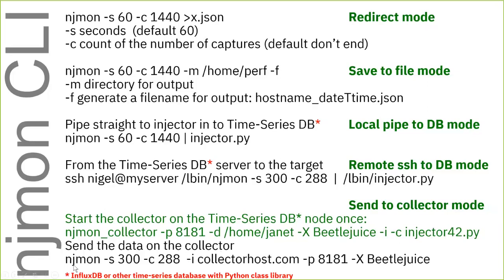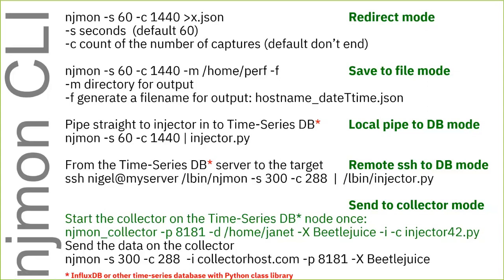Then when you're running NJMON on your nodes, your LPARs or virtual machines, you use the -I and tell it which machine to send it to, giving it the port and the secret. Then it will open a socket to the time series database machine and send it to the collector. The collector will make a copy in the local file system, and it will automatically inject it if you ask for it.